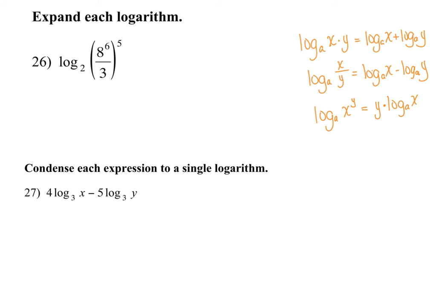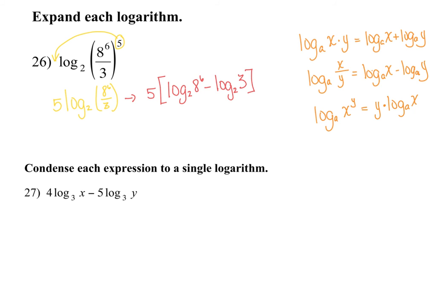So the first one wants me to expand. I'm going to start expanding using the exponent first. I'm going to put that in front. So now I'm going to say 5 log base 2 of this. Then I'm going to use my subtraction. So I'm going to expand again. I'm going to say 5. It's multiplying both of them. So log base 2 of 8 to the 6th minus log base 2 of 3.